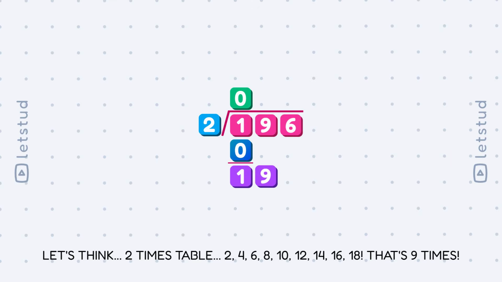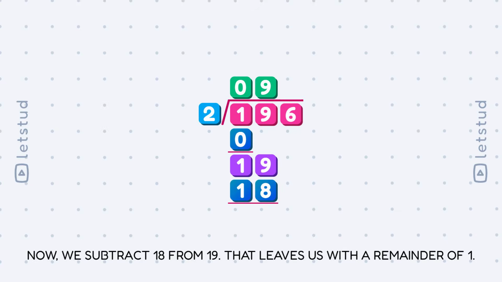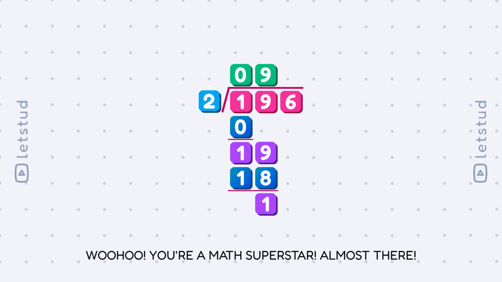Let's think 2 times table. 2, 4, 6, 8, 10, 12, 14, 16, 18. That's 9 times. So 9 times 2 is 18. We write 9 in our quotient above the 9. Now we subtract 18 from 19. That leaves us with a remainder of 1. Woohoo, you're a math superstar, almost there.